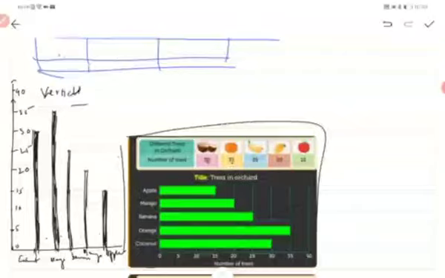I hope you have already known about this. It was just revision. Now maybe new for you will be the double bar graph, okay, and the pie chart. Let's see in the next video how to draw this.